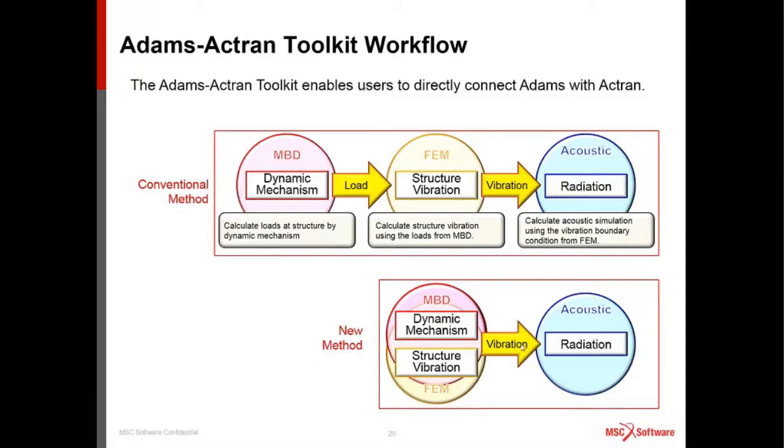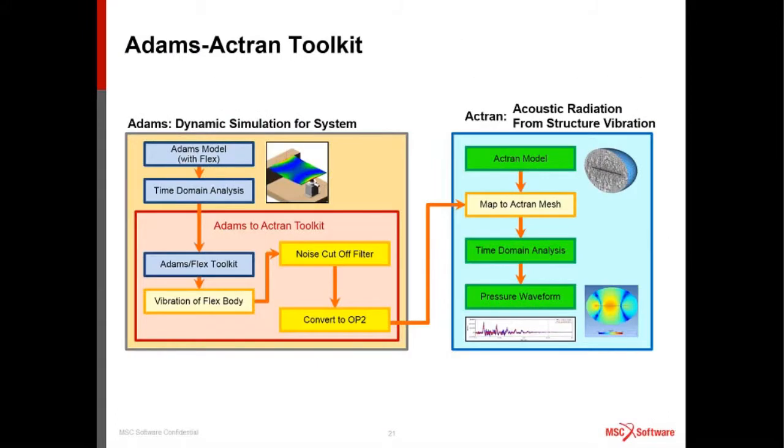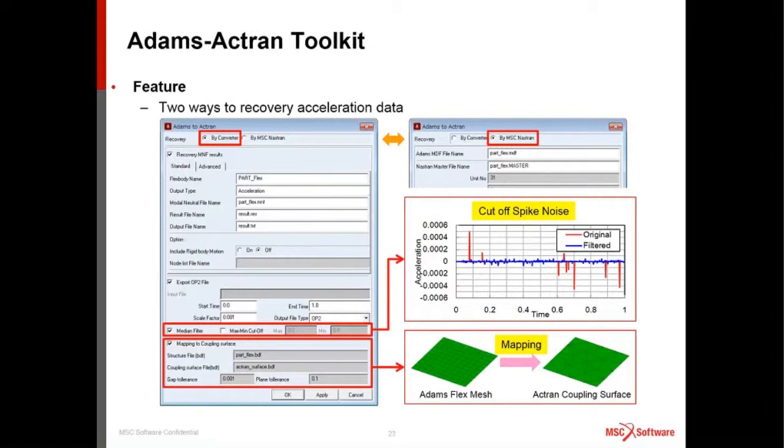Let's take a more detailed look at this particular workflow. After you're done with an Adams simulation, what you can do is set up the parameters in the toolkit, then run the toolkit. Then you will be able to convert the dynamic loading into the OP2 file. The OP2 file can later be used as the boundary condition in the Actran environment for it to perform a very accurate acoustic simulation. And this is how the toolkit looks. Later we will go into the software and take another look at this interface.